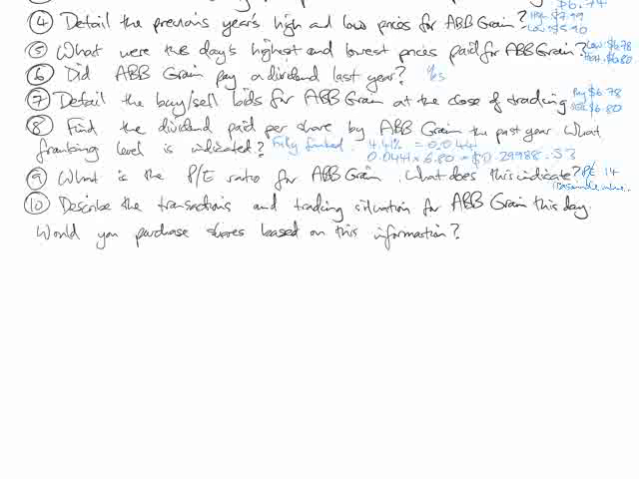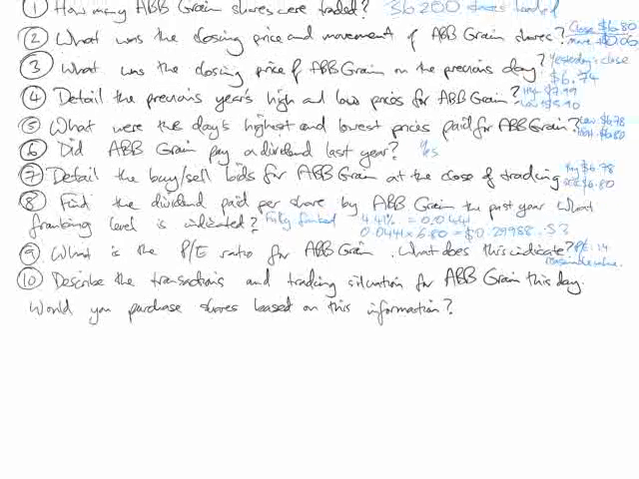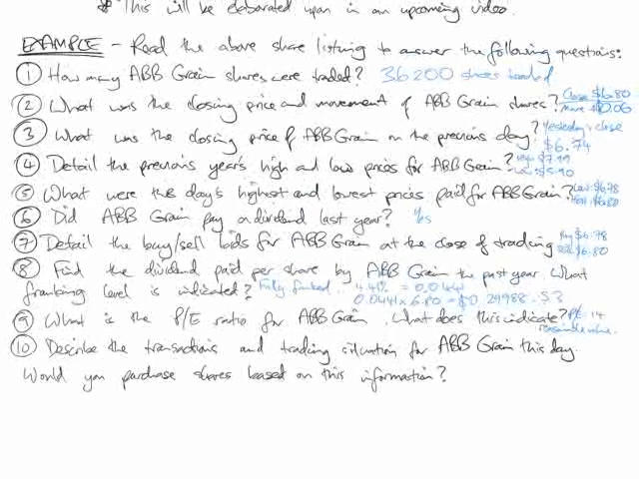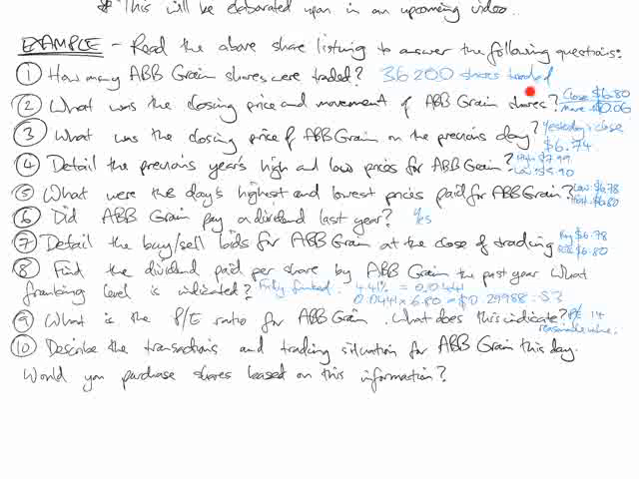Would you purchase shares based on this information? I'm not going to rewrite all of these numbers here. I'm just going to interpret them and answer the question, would I purchase shares based on this information? We can see that there was quite a bit of interest, but that's not a groundbreaking amount. 36,200 shares were traded. We don't know if they're buying or selling. We know that it moved up from the previous day, but what's most important here is looking at how much the shares cost compared to the previous year.